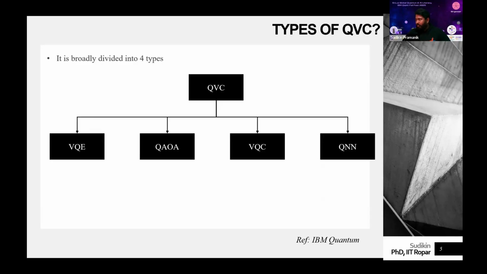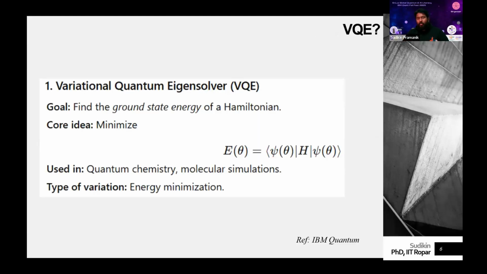Now, what are the different types of QVC? We have VQE, QAOA, VQC, QNN, and many other subtypes. We won't go into that depth, but will restrict ourselves to these four. We are mainly interested in QNN, so I'll give a quick intro to these. VQE is for finding the energy state or energy Hamiltonian. It is popularly known as variational quantum eigensolver. The H here represents the Hamiltonian of a system, an operator that is used to calculate the energy. So VQE is a kind of QVC that we use for finding energy.